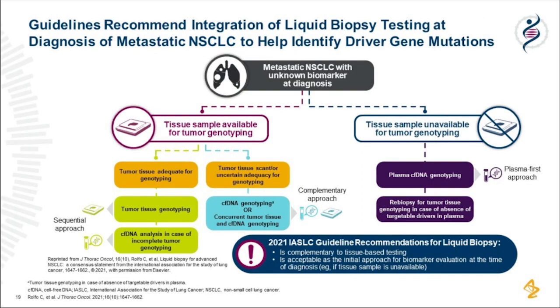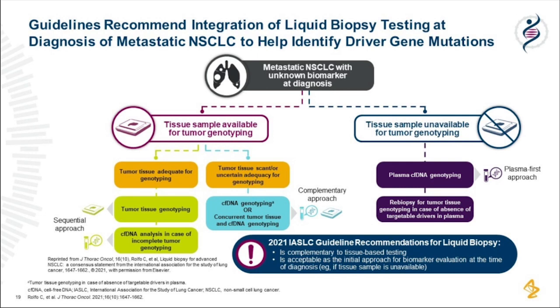We'll see this slide a couple of times here, but guidelines recommend integration of liquid biopsy. We have a patient with metastatic non-small cell, unknown biomarker at diagnosis. Tissue samples are available for tumor genotyping, that's on our left-hand side. If you've got adequate tissue for genotyping, then the tumor tissue is genotyped, and then you want to take into consideration doing plasma testing, right? Just in case, or a comprehensive or sequential approach to plasma testing, just in case there's a failure along the way.